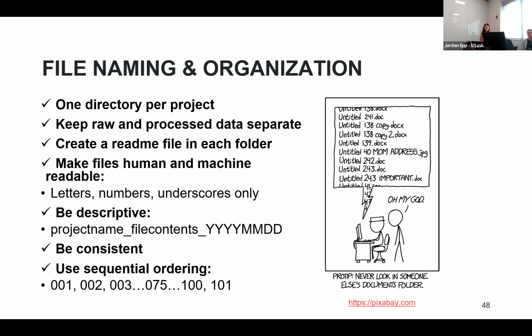Another thing is making files human and machine readable. I've noticed when I use a Mac and a PC that something I type in as a file name sometimes works on one device versus the other. So keeping it to letters, numbers, and underscores will ensure that it's transferable between different devices. Be descriptive as much as possible, but not so overloaded that you can't read it. Having the project name, what it actually contains, and then the dates would be really great. It's important to keep it consistent, and finally keep sequential ordering, so listing it as 001.